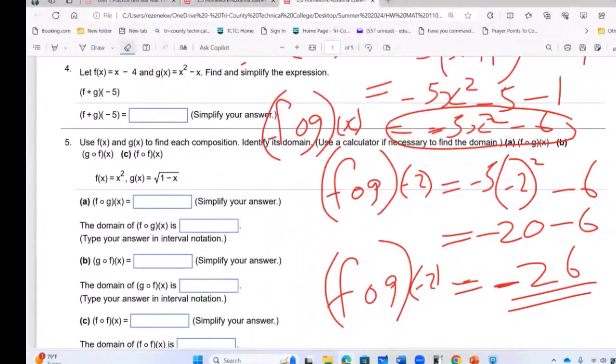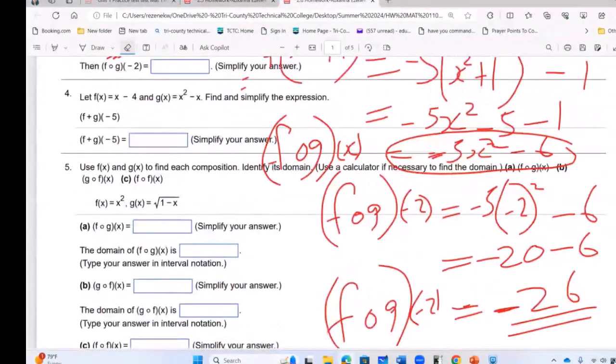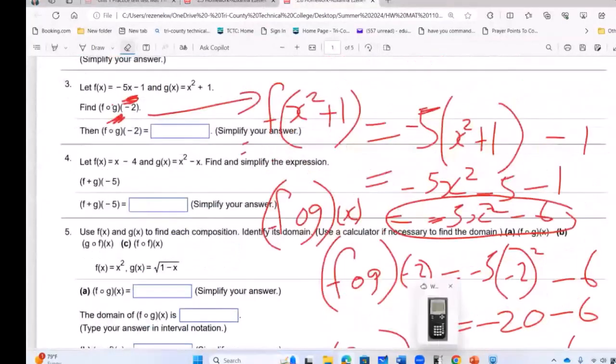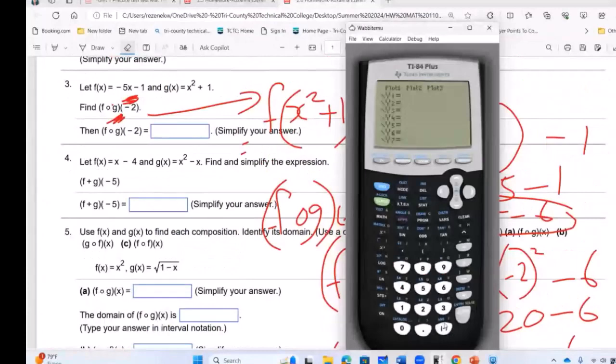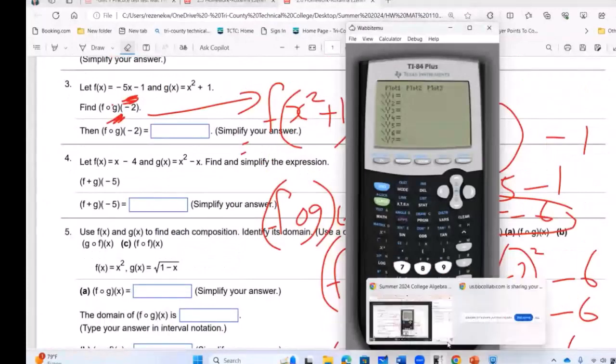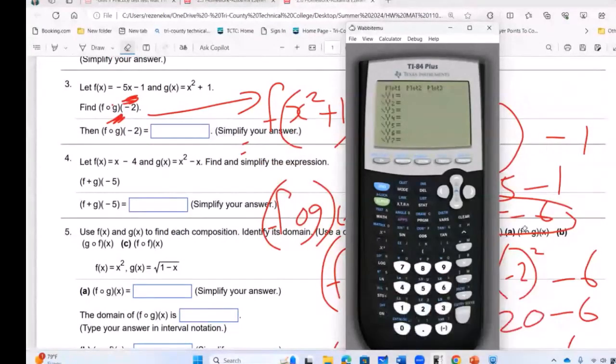For that, let me see. We did number 3. Okay, it's number 3. All right, so my f of x in number 3 is negative. Remember that whenever negative comes first, it has to be the one in parentheses. So minus 5x. This is the value of f of x minus 1.